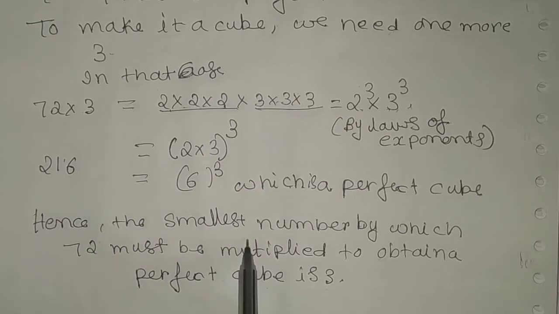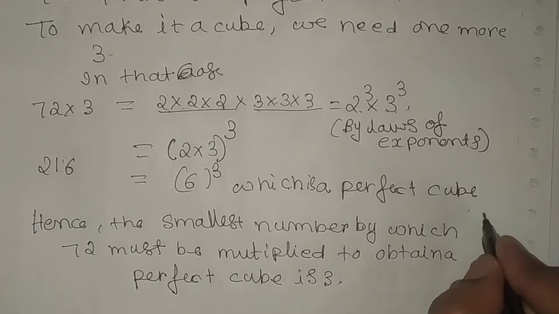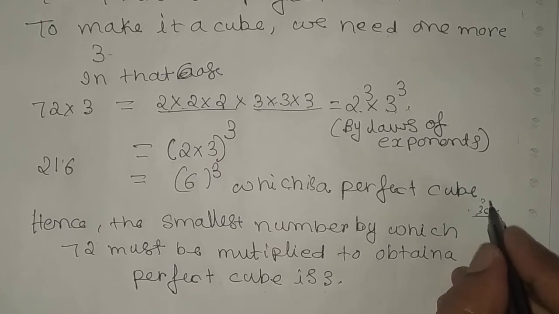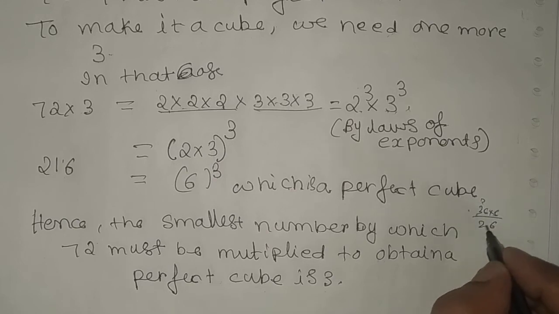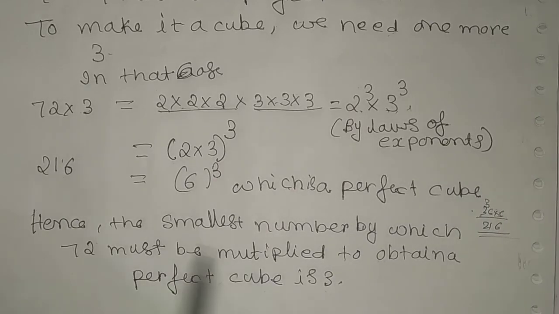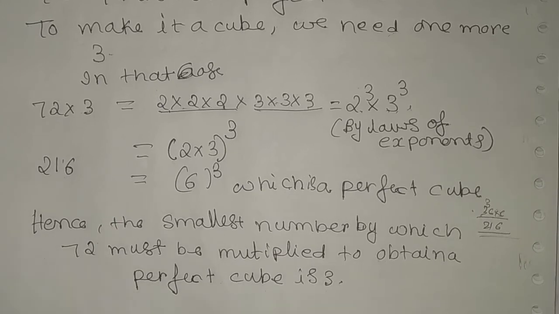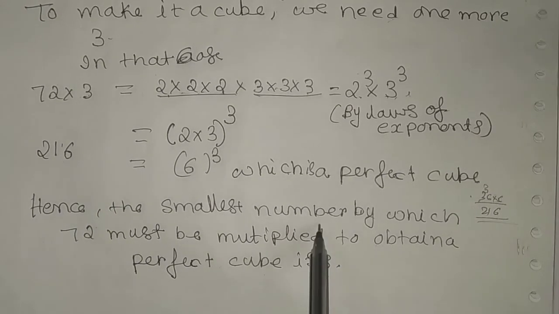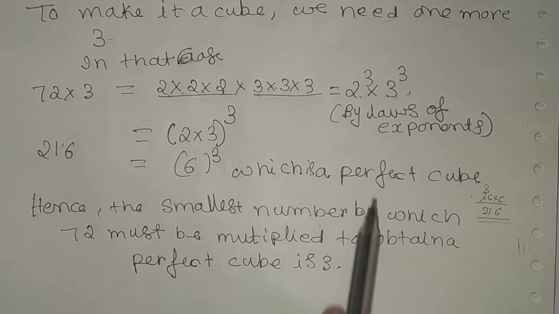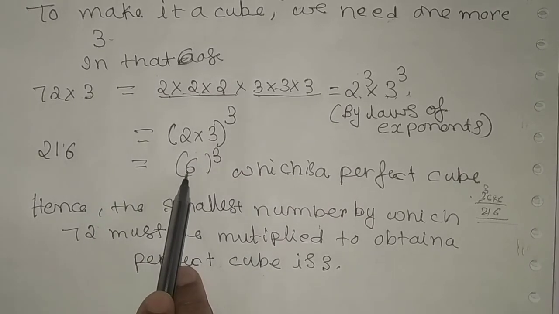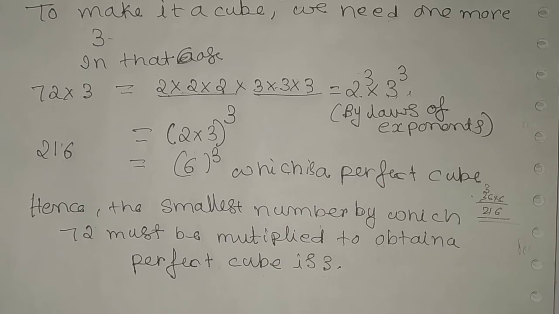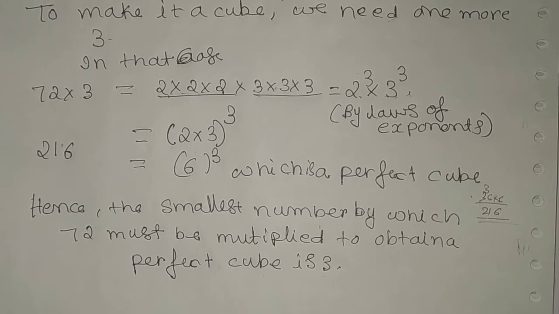Hence, 6 into 6 is 36, 36 into 6, 6 sixes are 36, 3 sixes are 18, that is 216. As the smallest number by which 72 must be multiplied to obtain a perfect cube is 3. So you got the solution. In order to make it a perfect cube, we should multiply the number by 3. So this is the solution for the first 3 problems. We'll continue the next problem in the next class.